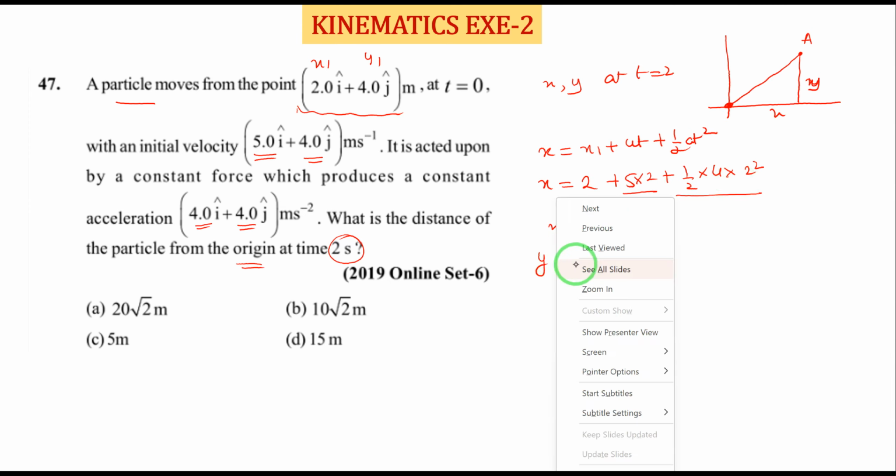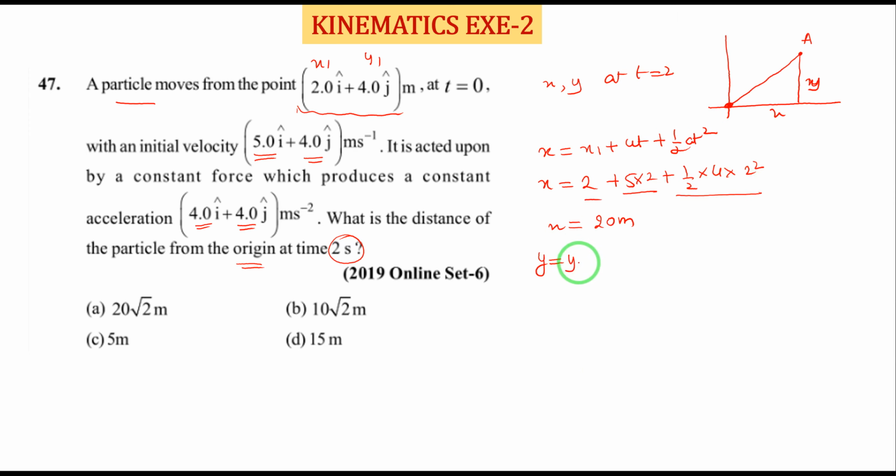Similarly on the y axis, you'll be using y equals y1 plus uy t plus half ay t square. Okay, so now substitute from here. Y1 is 4, the initial velocity on the y axis is also 4, and the acceleration is also 4. So 4 plus 4 into 2 plus half into 4 into 2 square, right? So this is your 8, 8 plus 4, 12, and 12 plus 8, it is again coming 20 meter, right?